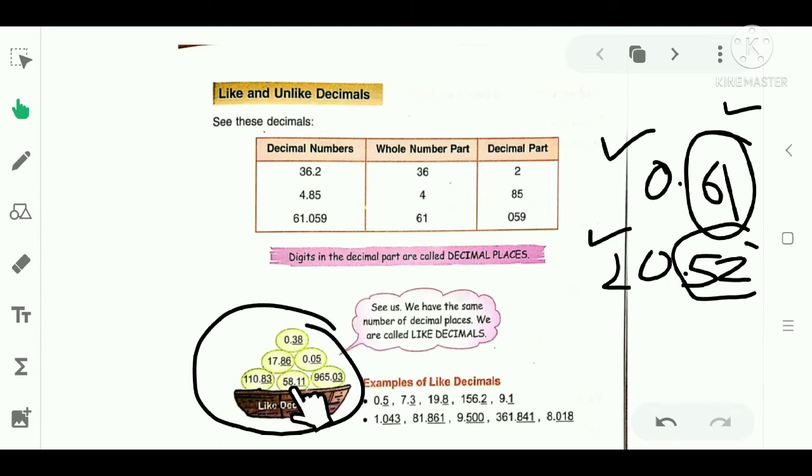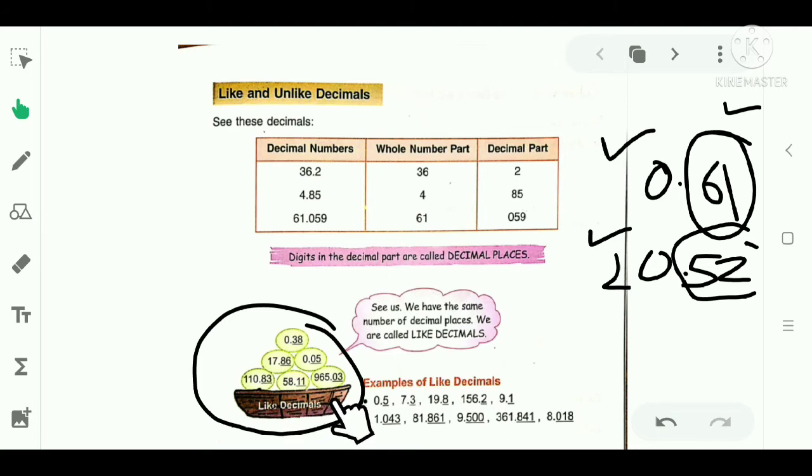This is the way. No matter how many digits are after the decimal or how many digits are in the whole number part. Look here, in the whole number part 0, here 17, here 0, here 110, here 58, here 965. We will not compare the whole number part, we will compare only the decimal part. Decimal part means after the point, how many digits. If after the point the number of digits is the same, it is like decimals. I think it is clear to all of you.